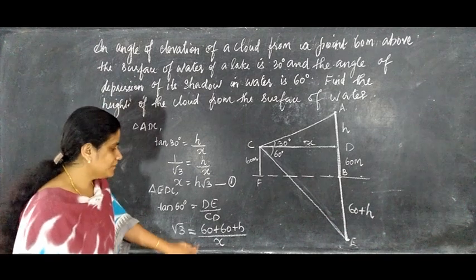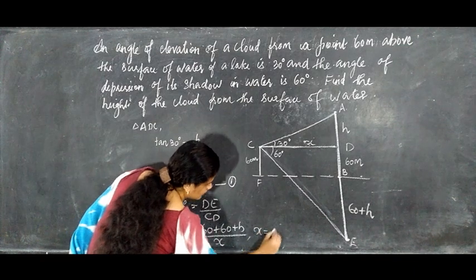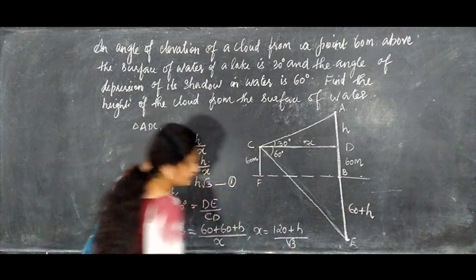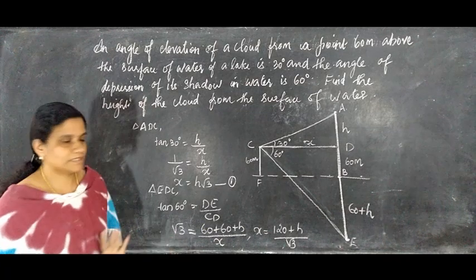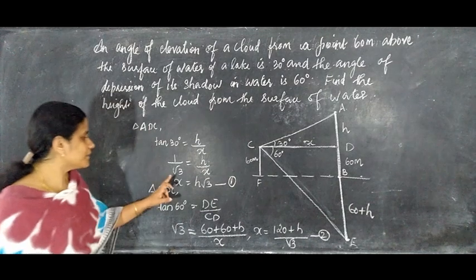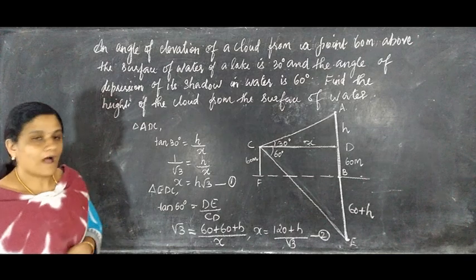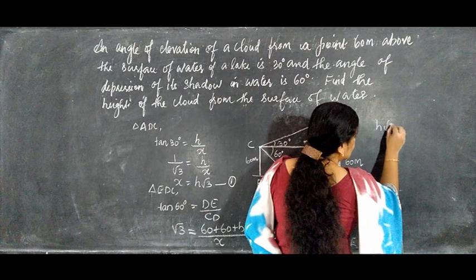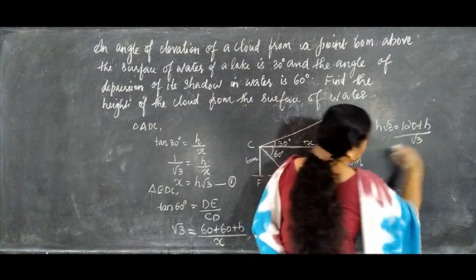Okay, now from here 60 plus 60, 120, is it? So how can you write X is equal to 120 plus H by root 3. Yes? X is equal to 120 plus H by root 3. Okay. Now we see this is equation number 2. Now from equation 1 and 2, LHS is equal. Therefore what can we tell? RHS is also equal. So how can you write? H root 3 is equal to 120 plus H by root 3.